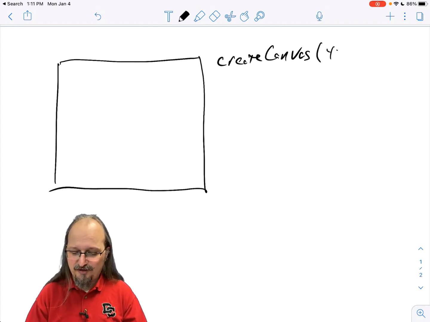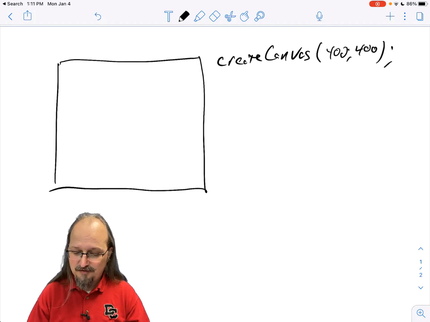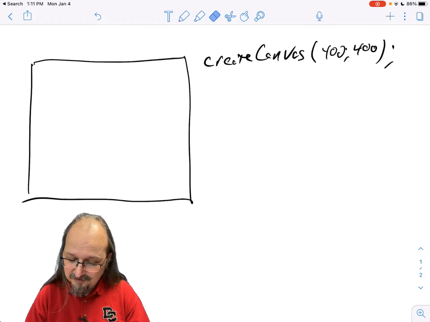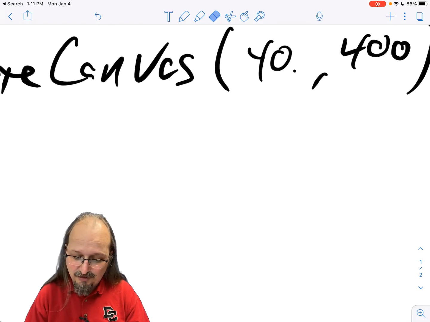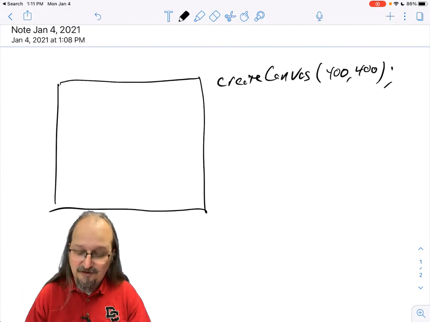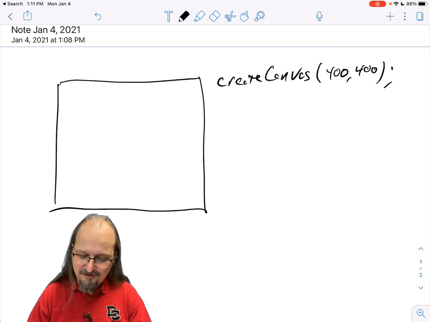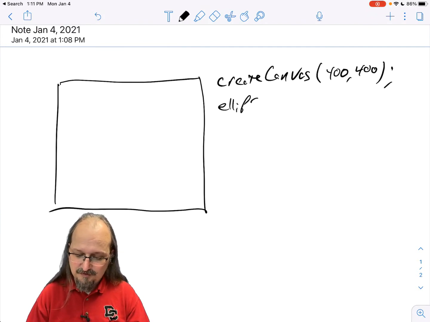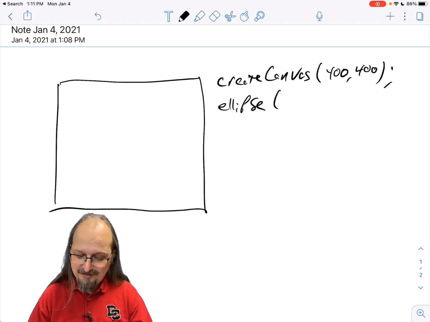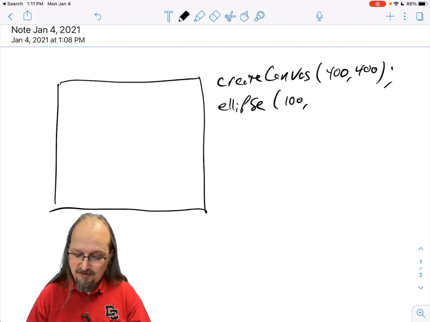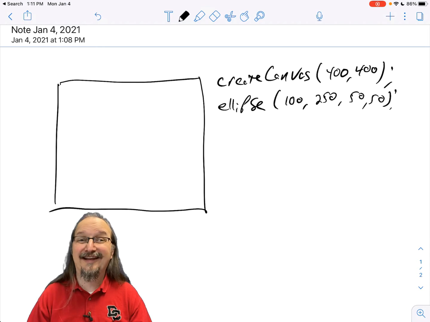And if we did 400 by 400, it would be a square like that. I think I just want to be careful. That's a comma, not a semicolon. I think when I drew it, I wasn't very careful. All right, there we go. So now if I do ellipse, this is what we played with yesterday, and I do something like, oh, I don't know, 100 comma 250 comma 50 comma 50, I'll get an ellipse that is where?